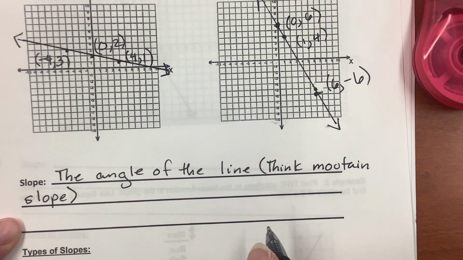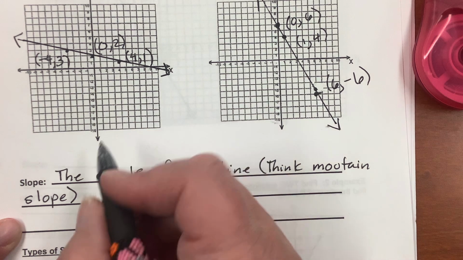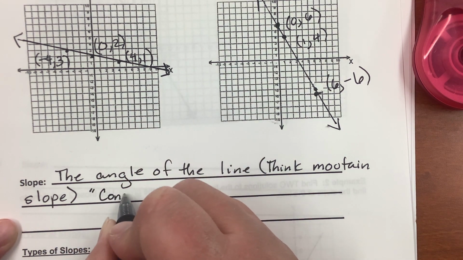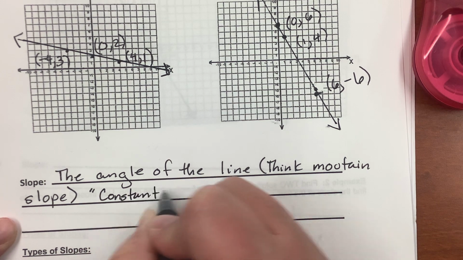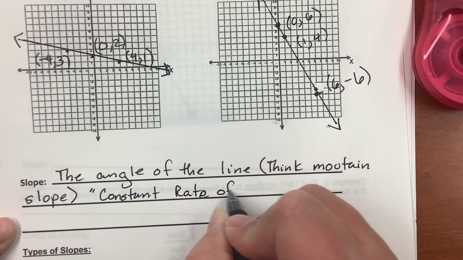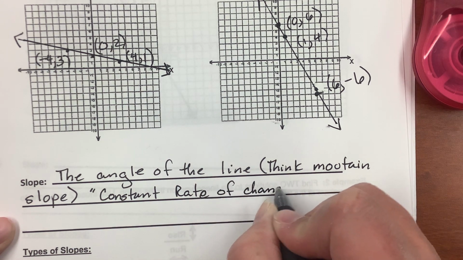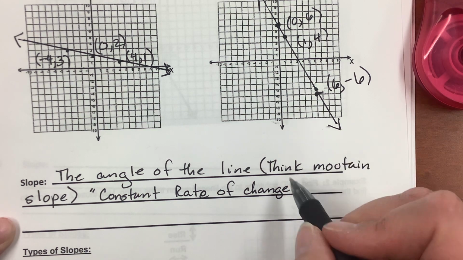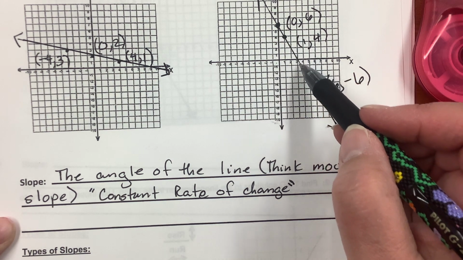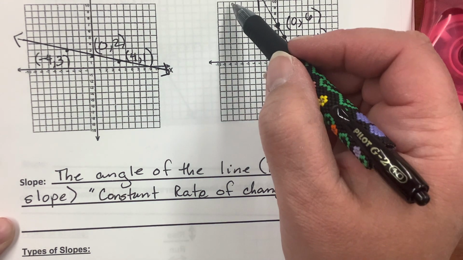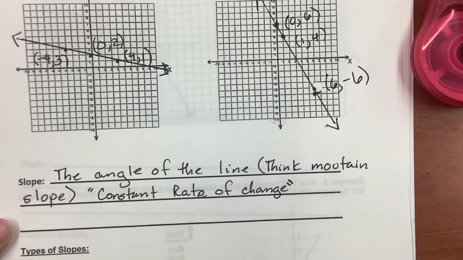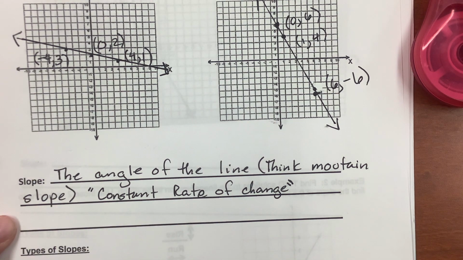And in math, it's called a constant rate of change. I'm going to put little quotes around that. Constant rate of change. We talked about that before. Now, if you're looking at this, this is constantly going down at the same rate of change. But if you're going down and then going slightly left and then going back up, that's not constant. It has to be constant rate of change.